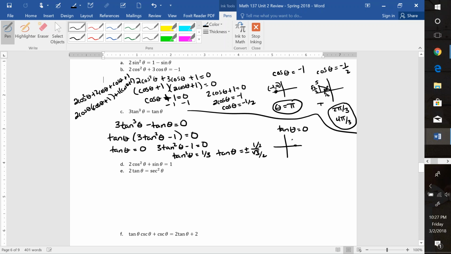So that would be at the points (1, 0) and (-1, 0), because that would be y over x, so 0 over this and 0 over this. So those are the angles of 0 and pi. Okay, and then for tangent theta to be equal to -1/2 over square root of 3 over 2.